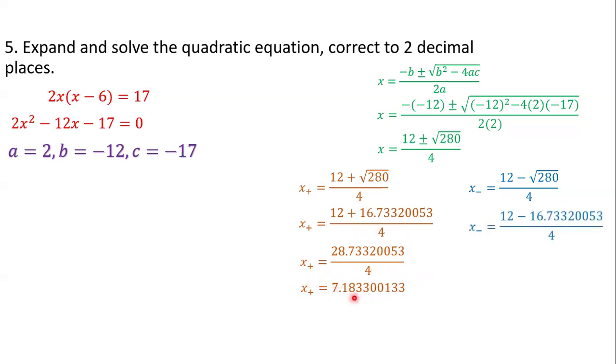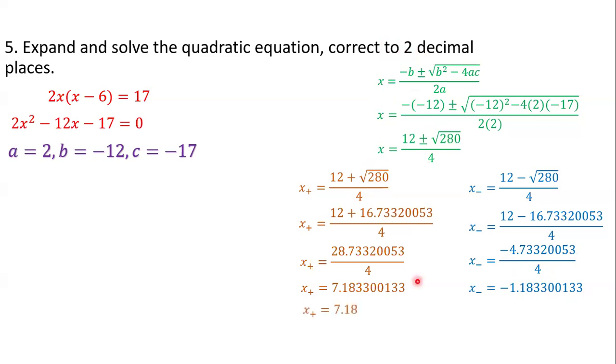But we have to figure out what x negative is. x negative just means that we're going to put the negative in between these two terms. Again, we take the square root of 280, which gives us 16.733200053. So we say 12 minus this decimal, all over 4. Let's subtract the numbers in the numerator. When we subtract these two numbers, we get negative 4.733200053 all over 4. Next, we divide these two terms, and we have negative 1.183300133.